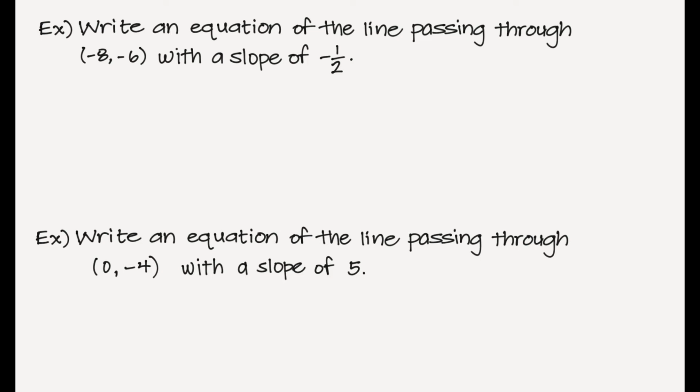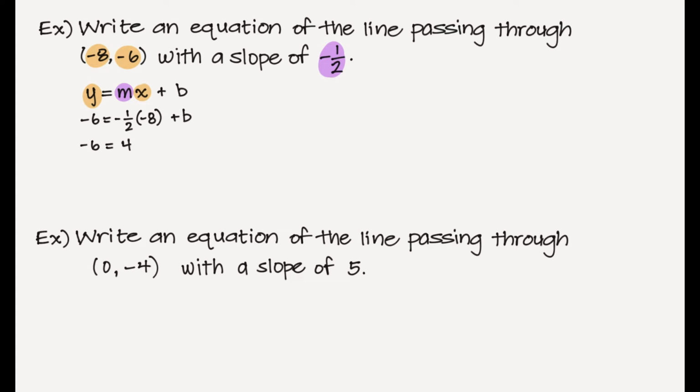We're going to write an equation of the line passing through -8, -6 that has a slope of -1/2. So I'm going to start by writing out y equals mx plus b, and I know my m is -1/2, so I can plug that in. And for the x and the y values, I have -8, -6, so I can plug those in as well. So here we go. -6 is equal to -1/2 times -8 plus b. That's what we're solving for.